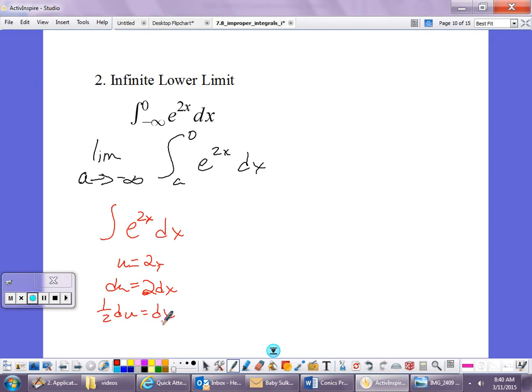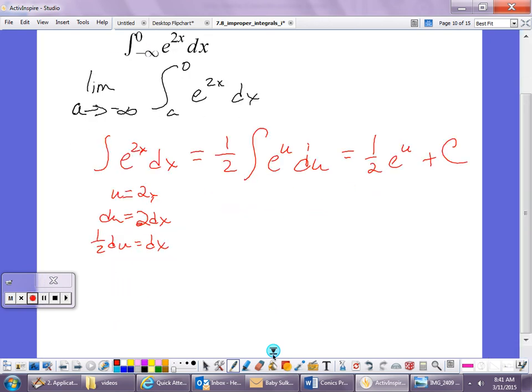Okay. Where they forget the 1/2 or something like that. So you end up with 1/2 u, e to the u du, which is just 1/2 e to the u plus c. But we're not going to worry about the plus c because we're not going to actually use it as an indefinite integral. We're going to use that as a definite integral.